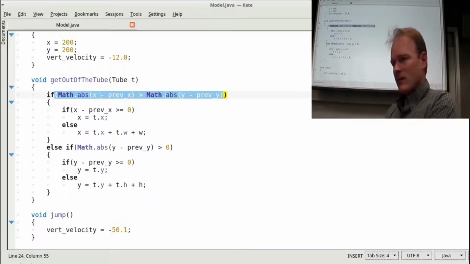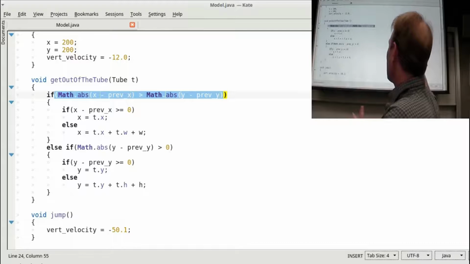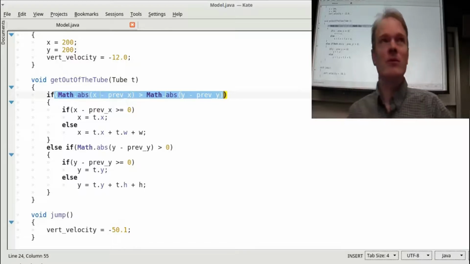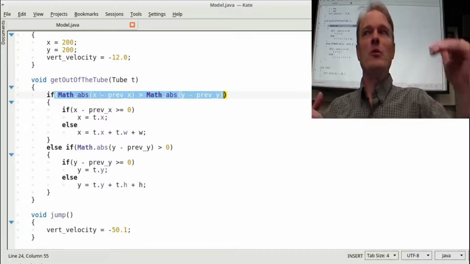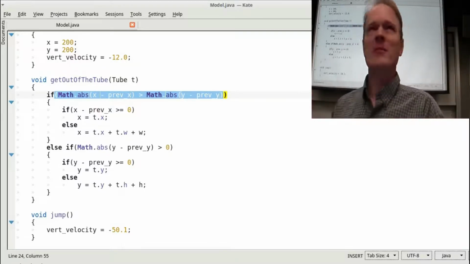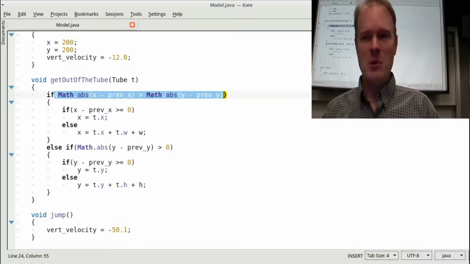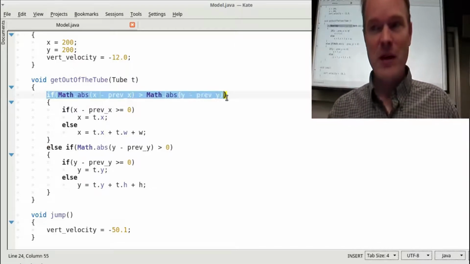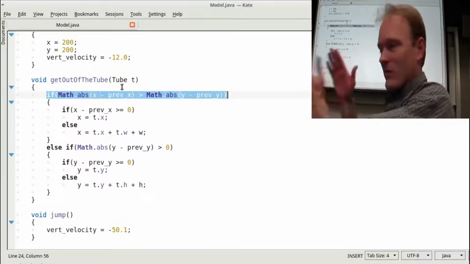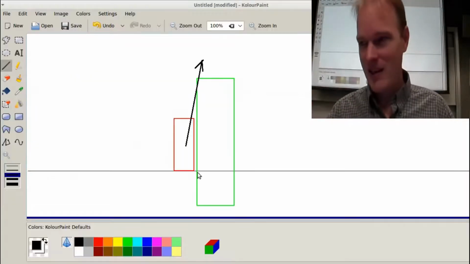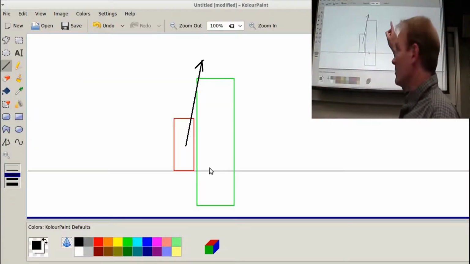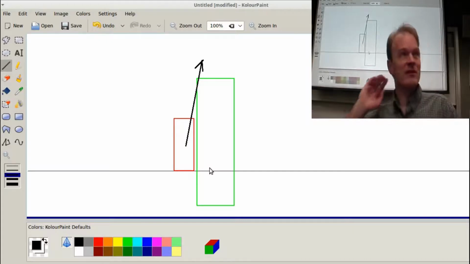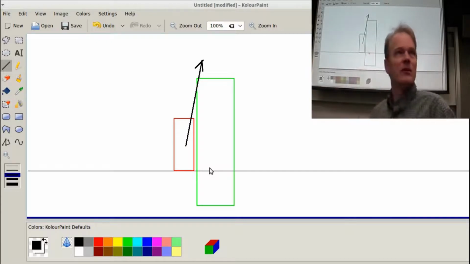After class, I started thinking to myself, why did I do this probabilistically? We don't need to guess which side of the tube you went through. Why don't we just say if you went through the left side of the tube? Wouldn't that be better? So let's do that. Instead of saying if you probably went through the left side of the tube because you're moving more sideways. See, in this case, we're moving more vertical, but the tiny amount of sideways movement is actually what pushed us into the tube. Correct?